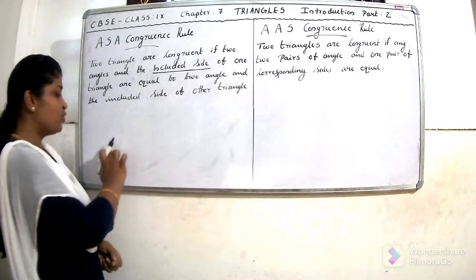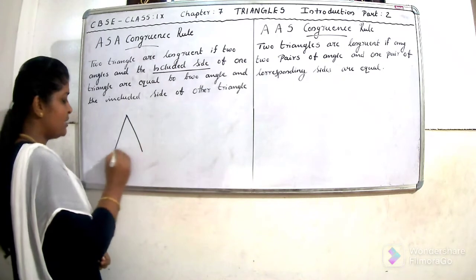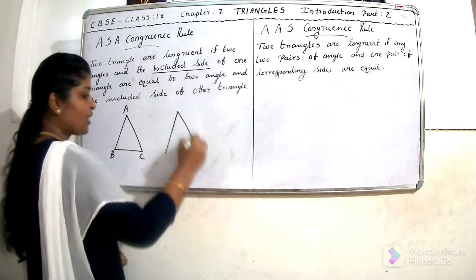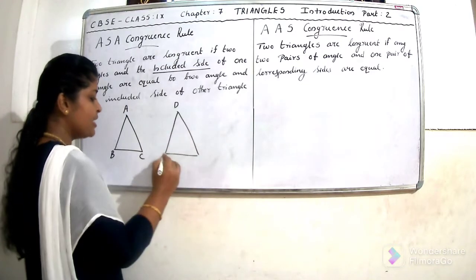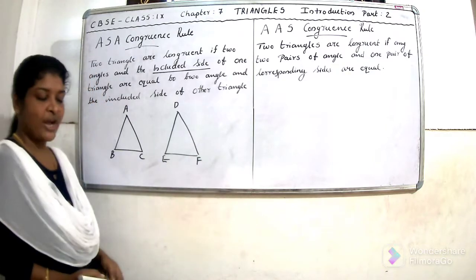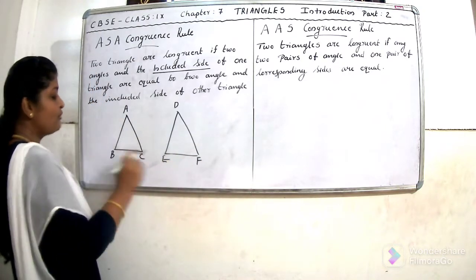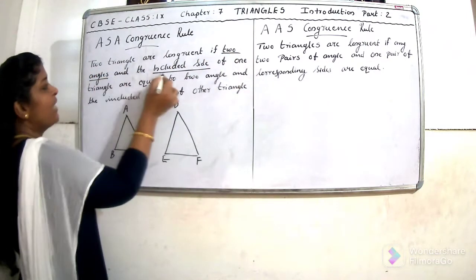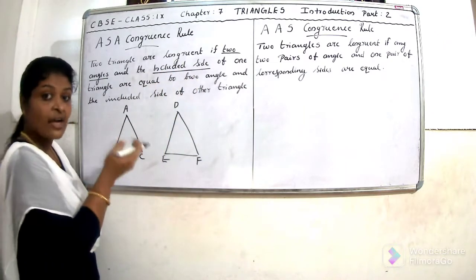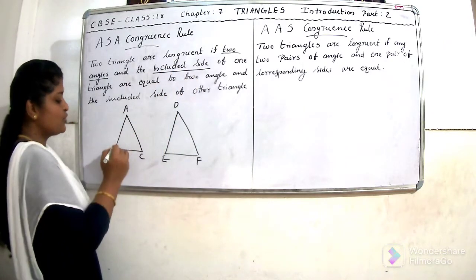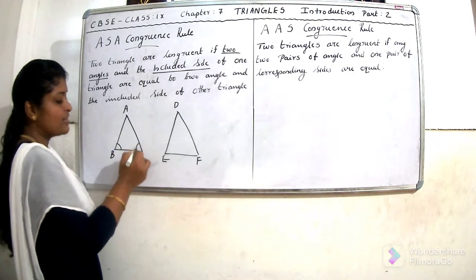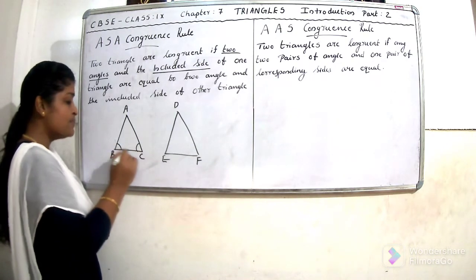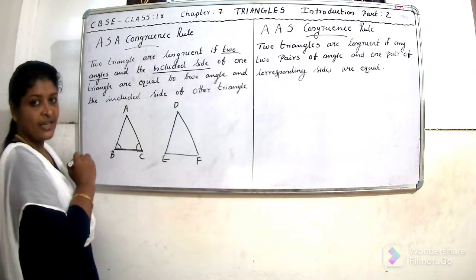So I will show you through a figure. Suppose we are taking two triangles. This triangle is triangle ABC. One more triangle, that triangle's name is triangle DEF. So these are the two triangles. In these two triangles, take any two angles and their common side, that means the included side. That angle should be included in that side. So suppose we are considering angle B and angle C, then the included side means BC. BC is the included side of those two angles.